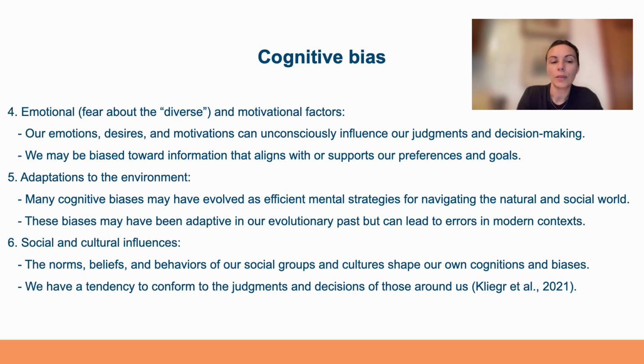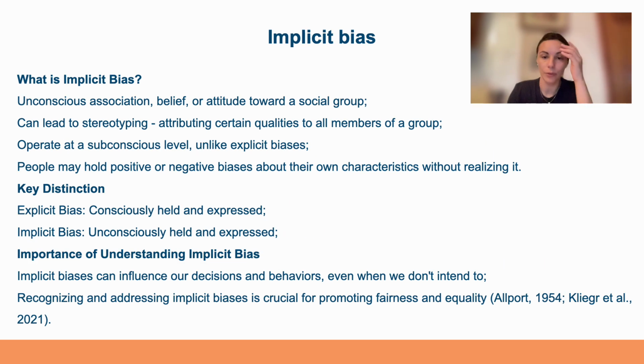Adaptation to the environment. Many cognitive biases may have evolved as efficient mental strategies for navigating the natural and social world. These biases might have been adaptive in our evolutionary past, but can lead to many errors in modern contexts. And social and cultural influence: the norms, beliefs, and behavior of our social group and culture shape our own cognition and bias. We have a tendency to conform to the decisions and judgments of those around us. So who is around us can very easily influence our decisions and judgments, because we live in society, and what others think is very important for us also.